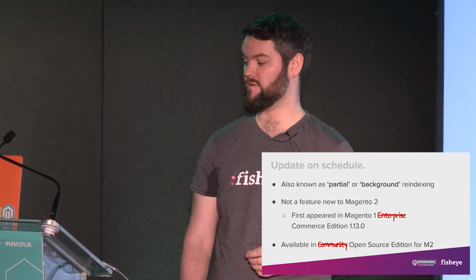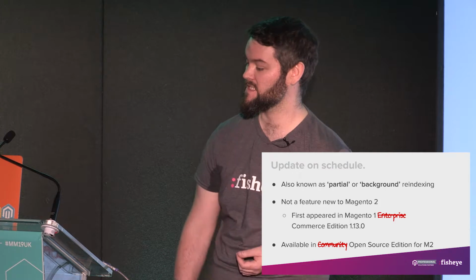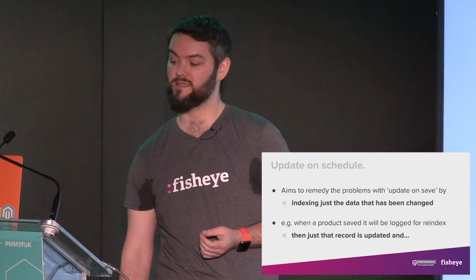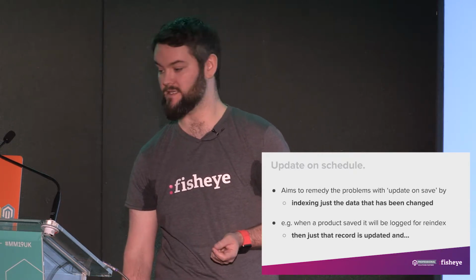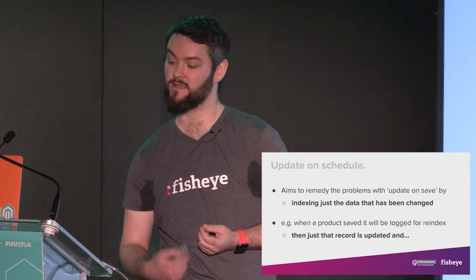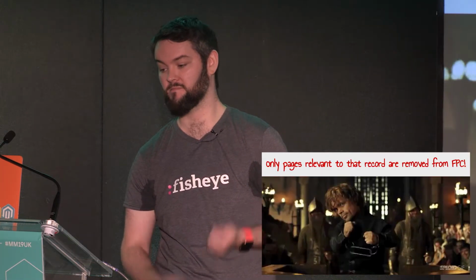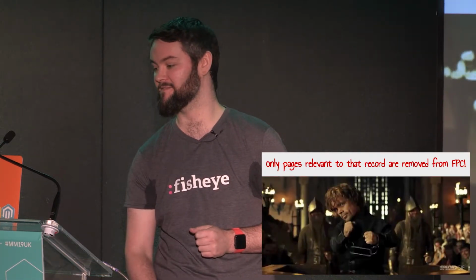It was in Magento 1, what was then Enterprise, now Commerce Edition, back in 1.13. But as of Magento 2, it's available in both open source and commerce, so it applies to every Magento 2 store out there. It aims to remedy the issues with update on save by indexing just the data that's been changed. So if we save a product, it will be logged to be updated, and when the cron runs, it will be updated without impacting anything else. So any pages relevant to that record are removed from the full-page cache.